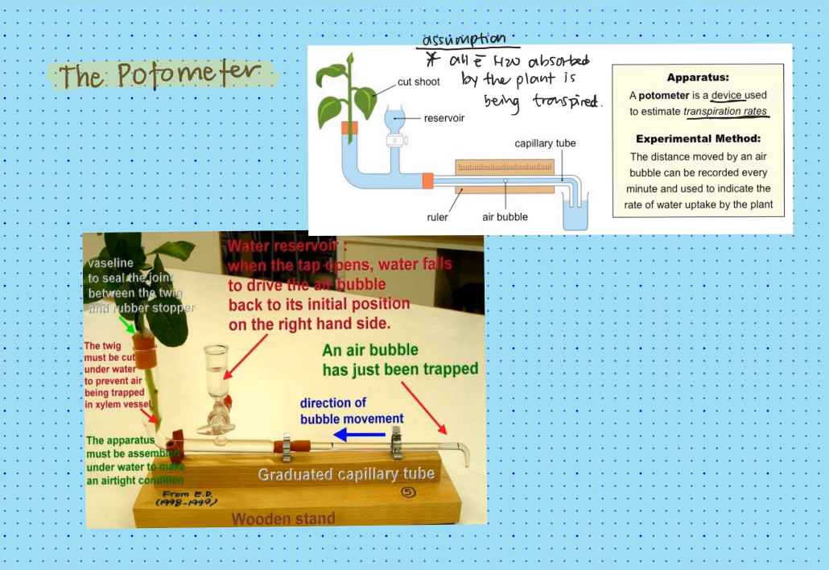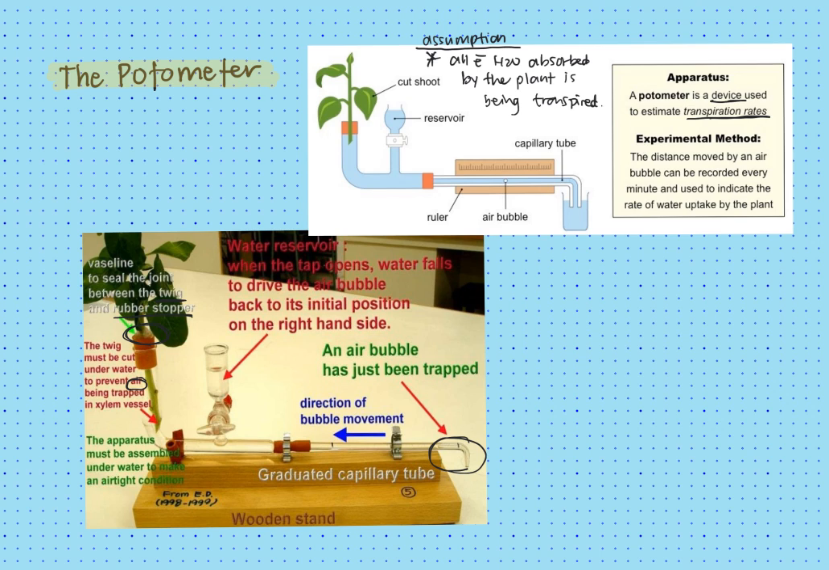So basically the various parts of it are written here, as you can see. To trap the bubble that you need, you can do it at the end here. Alright, and the bubble always moves left towards the plant. The Vaseline seals the joint between these two, as we have studied before. Between the twig of the shoot and the rubber tubing, there's Vaseline or oil here. And cutting it under water is to prevent air from being trapped in the xylem vessel, which means you would incur a loss of volume.